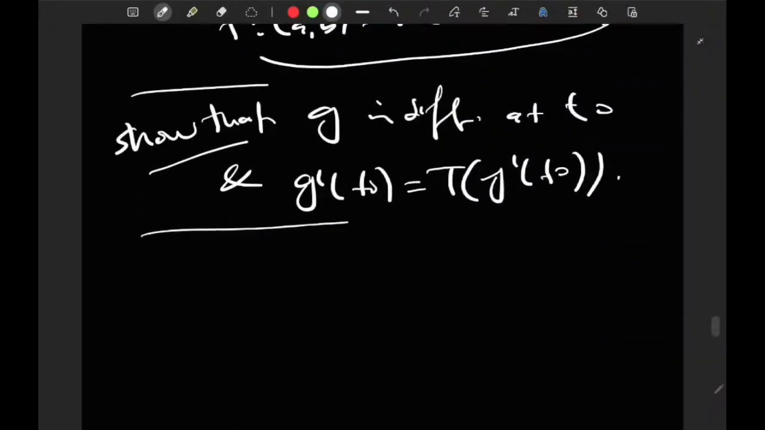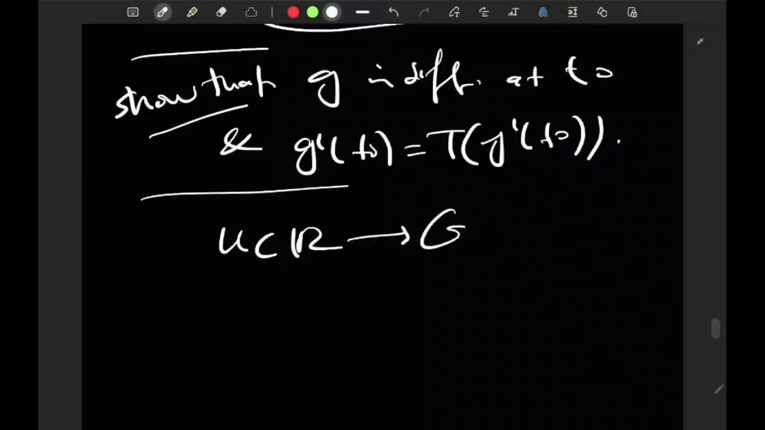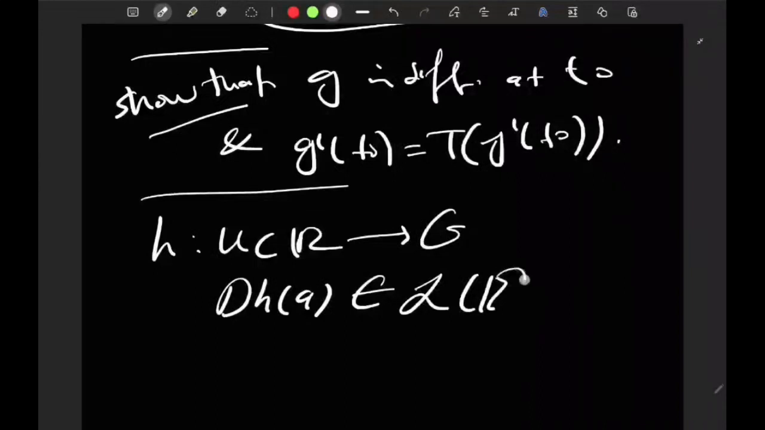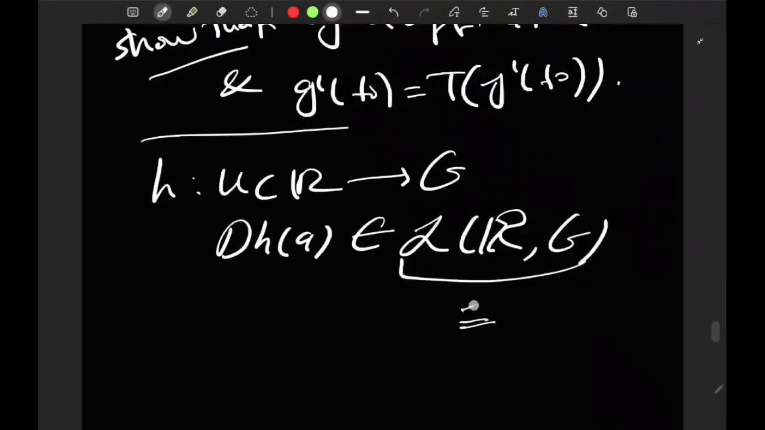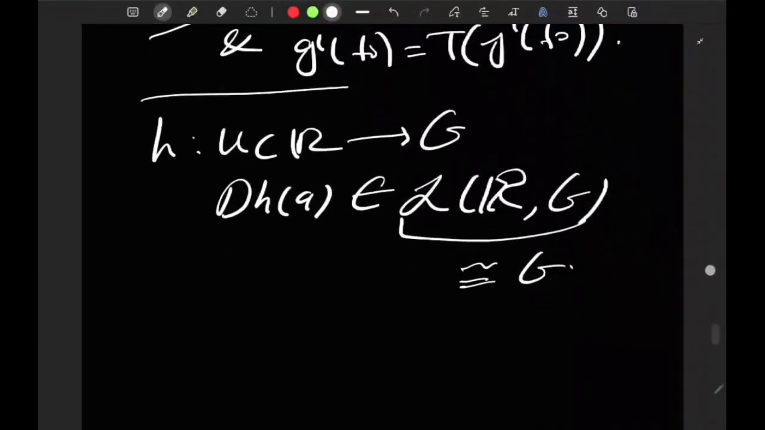So let's do that. Let's first of all remember what we talked about: maps going from an open subset of the reals into a normed vector space. Let's call it G now, just to make sure we're not confusing it with whatever we have in this exercise. If you have some H going this manner, the derivative of H at a point a will be a linear map from R to G, and we know that this is isometrically isomorphic to G. It can be identified with G.